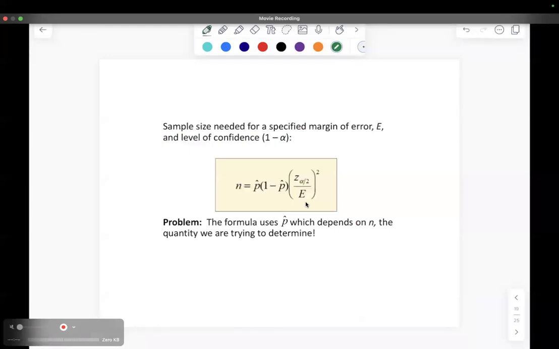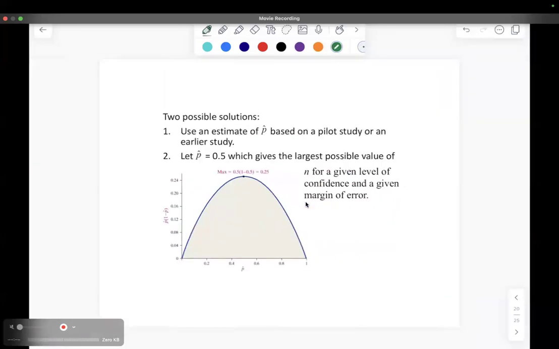So there's two different things that we can do. So this is the formula: p hat times 1 minus p hat times the z-score, the critical value, divided by the margin of error, squared. This is the formula that we're going to use. So the problem is we don't know what our sample size is, therefore we can't have a p hat. So what we need to do is have a prior estimate. There's two different ways to do this. So we will either use a prior estimate.